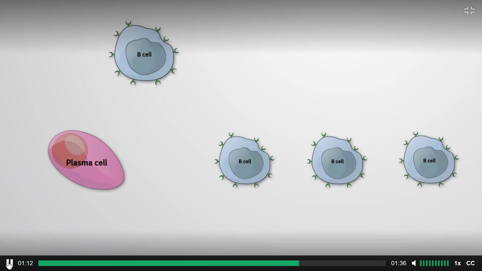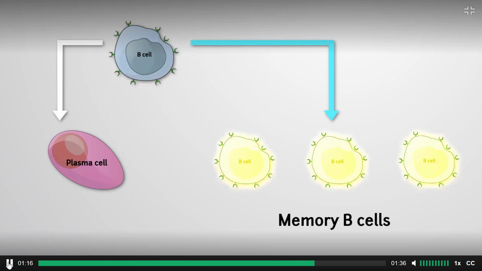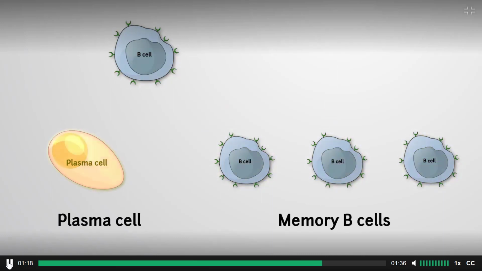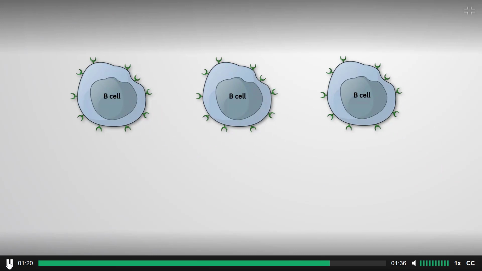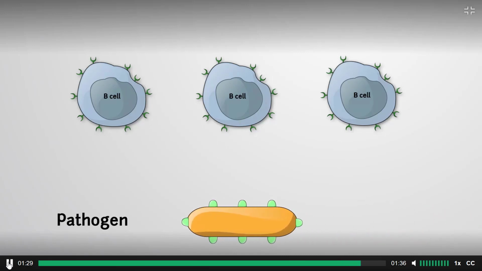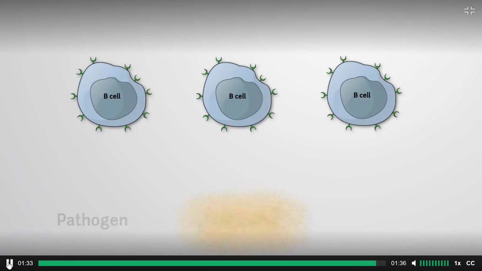Even with the pathogens destroyed, some activated B cells differentiate into memory B cells instead of plasma cells. These memory B cells continue to produce small amounts of antibody long after an infection has cleared. If the same pathogen re-enters the body, these circulating antibodies can target it for immediate destruction.